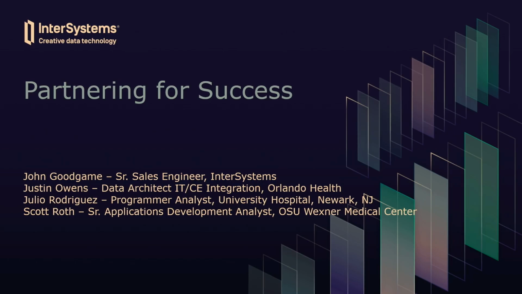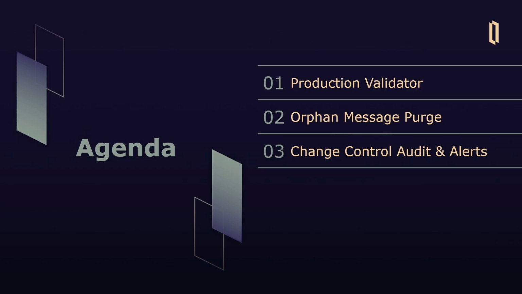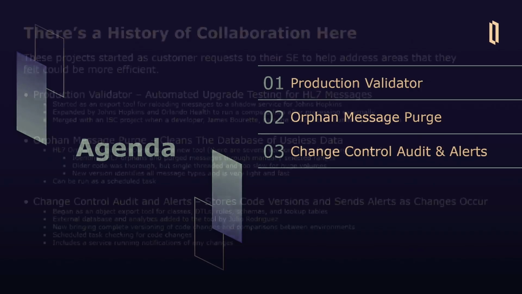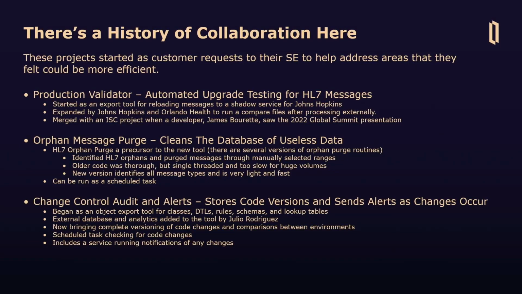But over the years, I've supported various groups for different types of integrations, and we come across different things that we think could be done better. So we're going to cover today production validator, orphan message purging, and change control audit and alerts. I'm not going to read the slide to you, but this basically is a set of tools that hopefully make your life a little bit easier. We've had great success with these, and these guys are going to go through them. We're going to show you a demo of each one.